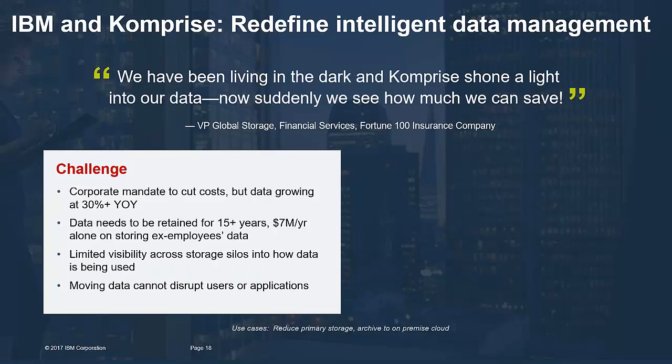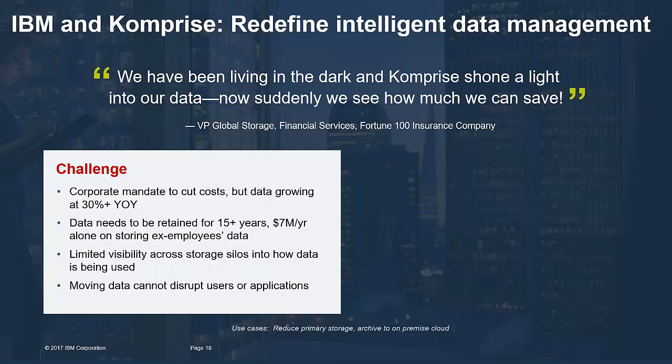The reason they looked at Komprise and IBM is because they had a corporate mandate to cut costs and to look at modern technologies like object storage and cloud. And this is not uncommon. Most companies today have CIO-level initiatives to look at ways to streamline costs and improve their agility.